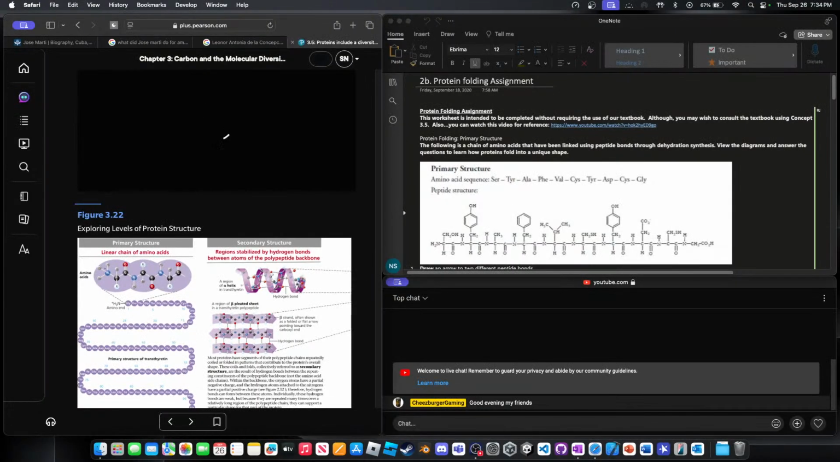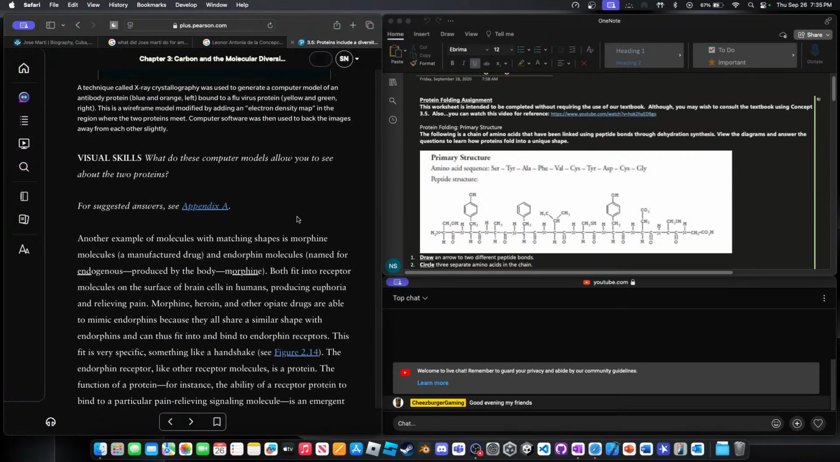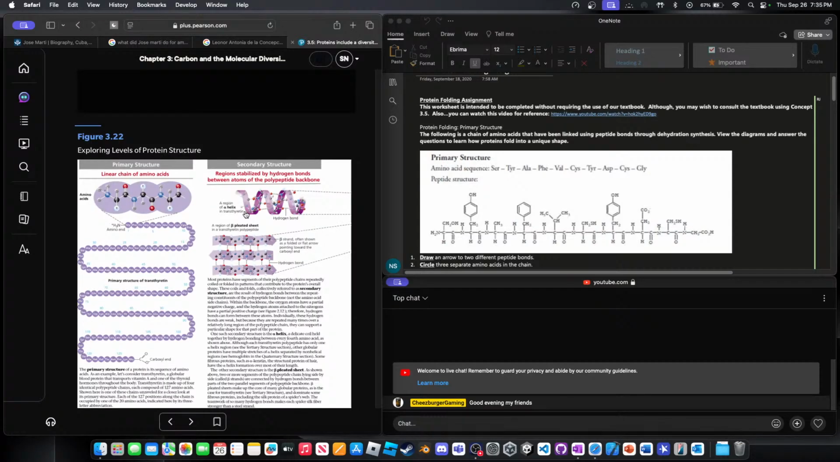Put this in the bottom corner. Bottom corner, top corner. Put this down a little bit. There we go, perfect. Alright, I can unblank my screen. Hopefully you guys can see that. We're gonna go over the rest of the protein structure assignment here. Okay, let's take a look.